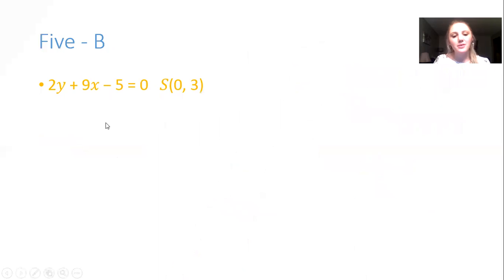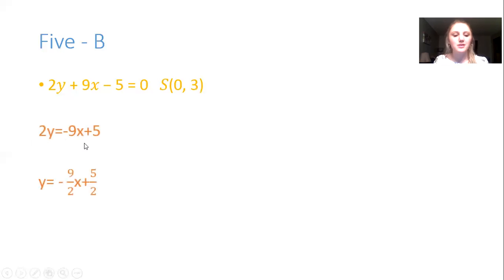5b is a very similar problem, slightly different. It gives us the equation for the line 2y plus 9x minus 5 equals 0. The point it gives us is 0, 3. So first, we need to isolate y all by itself on one side of the equal sign. So we will subtract 9x from both sides, and we will add positive 5 to both sides, leaving the 2y by itself. Then to isolate the y by itself, we will divide both sides of the equal sign by 2, which gives us y equals -9/2x plus 5/2.